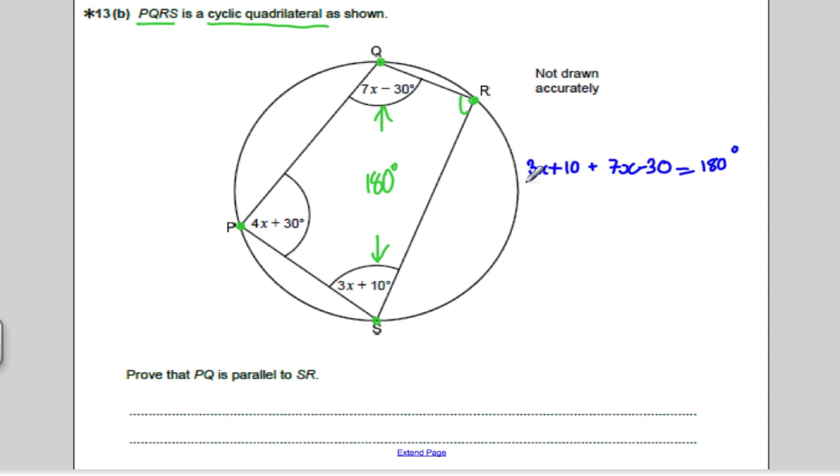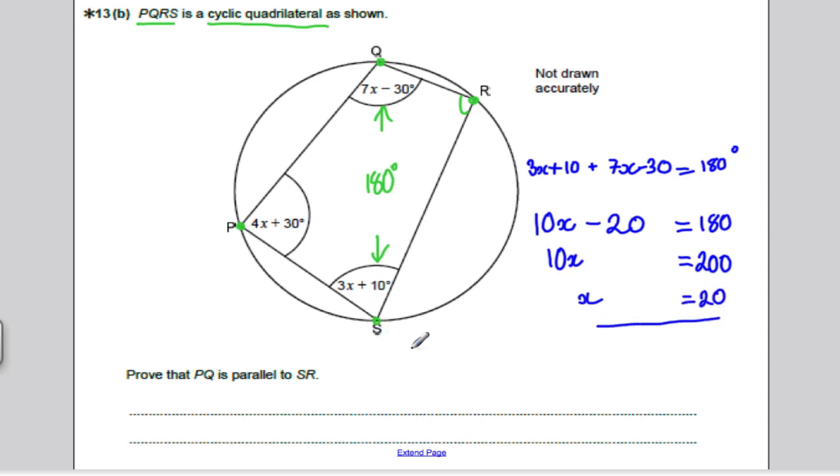How many x's? 3x add 7x is 10x. And then we've got plus 10 minus 30, which is minus 20. And that is still equal to 180. Okay, now let's solve for x. Add 20 to both sides. 10x must equal 200. And then divide by 10, x must equal 20. So without really knowing what we're doing in this question, we can find x.